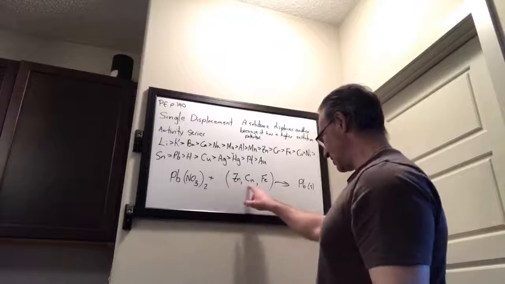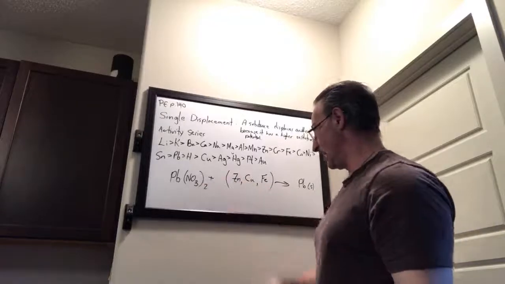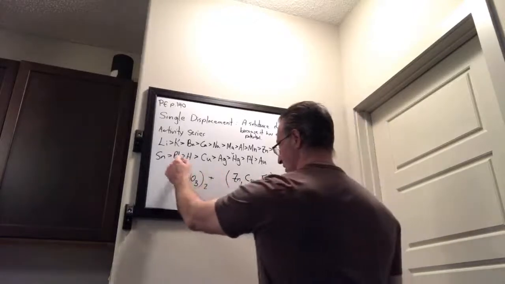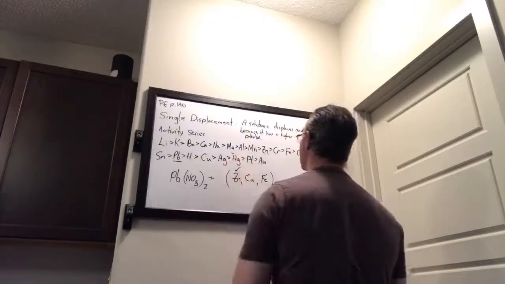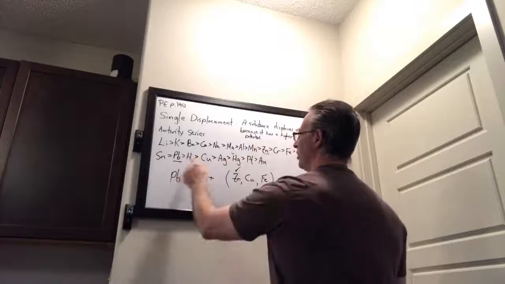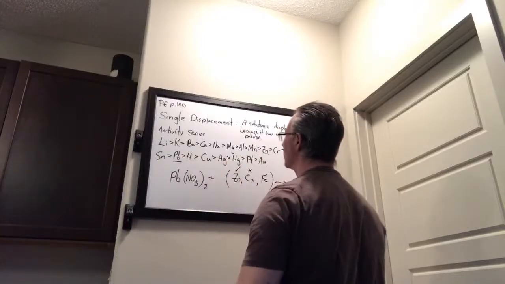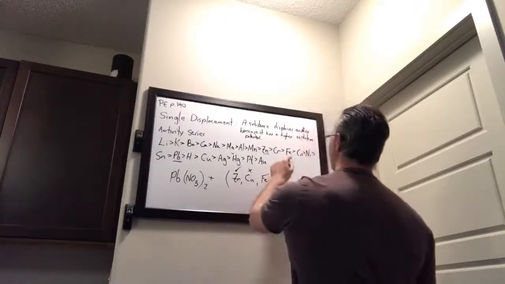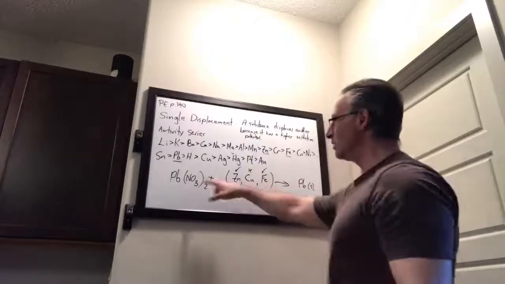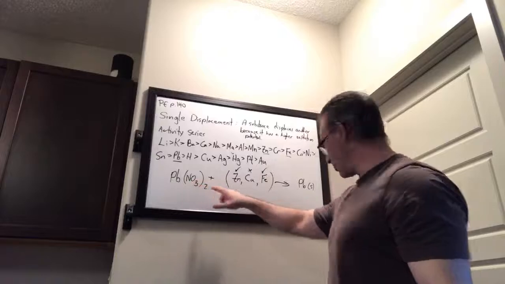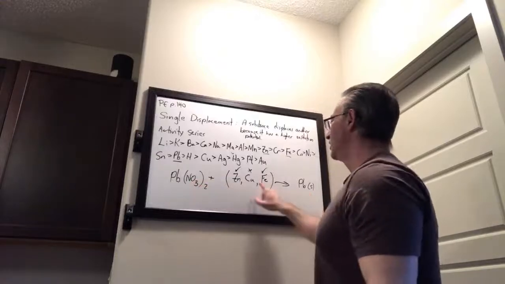So it has to be a metal that's going to be higher up on the activity series than lead. Lead is here. Zinc is here. So yeah, zinc will work. Copper is lower, so that won't work. And iron is here, so that will work. So both zinc and iron will reduce the lead, but the copper will not.